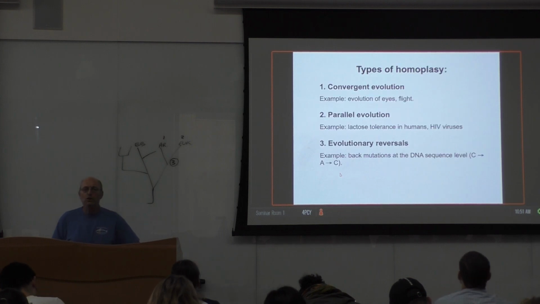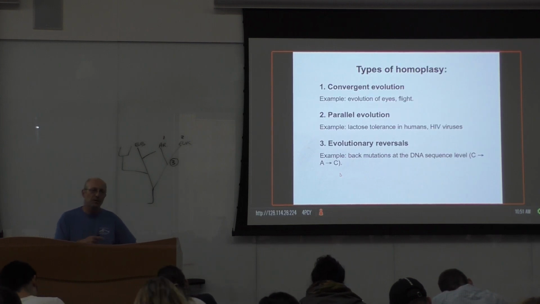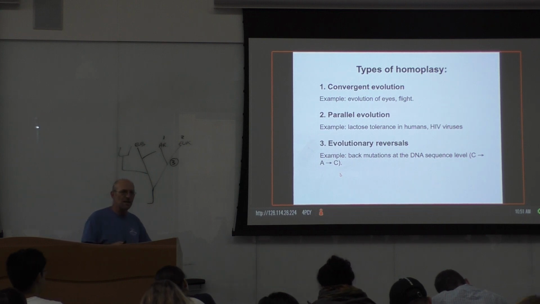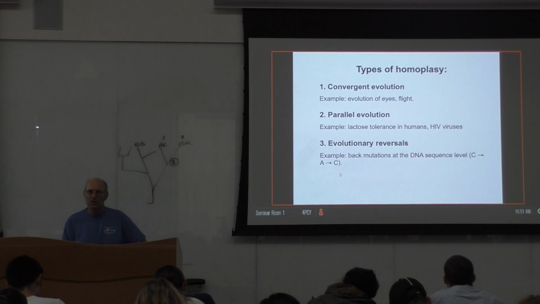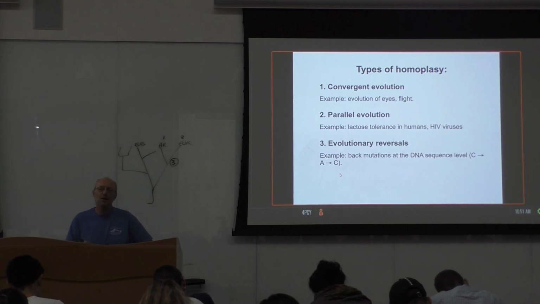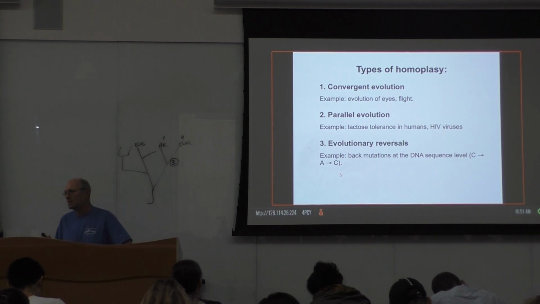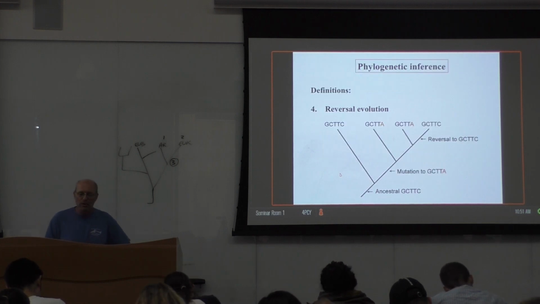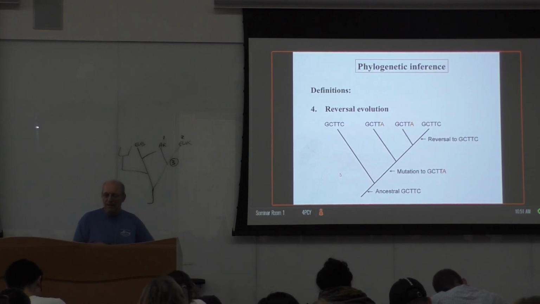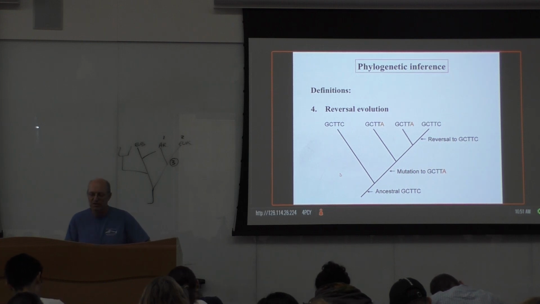And finally, the least common of the homoplasies, but just for the sake of being exhaustive, I need to talk about it, and it's when there are evolutionary reversals. In some extremely rare cases, you have mutations that come back. And when mutations come back, then you're fooled into thinking that the mutation did not occur in the first place.